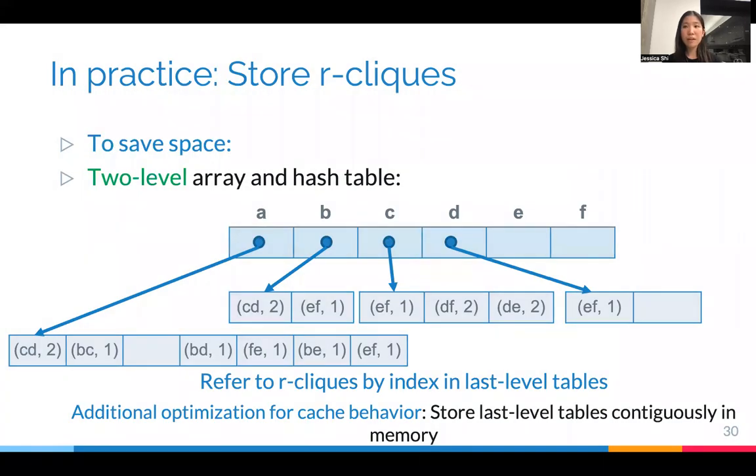And I'll note that we also need an efficient way to store these r-cliques. In order to save space, we'll use a combination of an array and a hash table, where the array is indexed by the first vertex in each r-clique, and in the hash table, the key contains the remaining vertices in the r-clique, and the value is the number of s-cliques that it participates in. And we can refer to r-cliques by their index in the last level tables, assuming that we store the last level tables contiguously in memory, which is an additional optimization that we implement for better cache behavior.